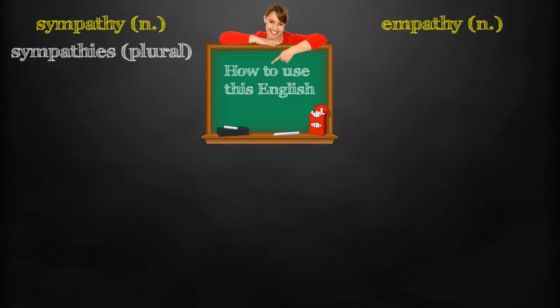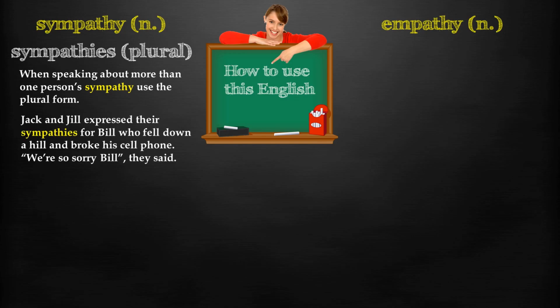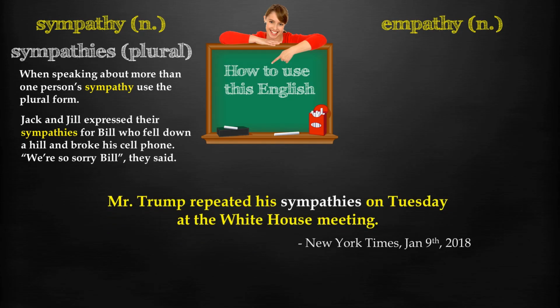Sympathies is the plural. When speaking about more than one person's sympathy, use the plural form. Jack and Jill expressed their sympathies for Bill, who fell down a hill and broke his cell phone. "We're so sorry, Bill," they said. Mr. Trump repeated his sympathies on Tuesday at the White House meeting.